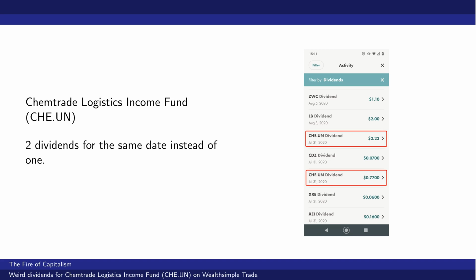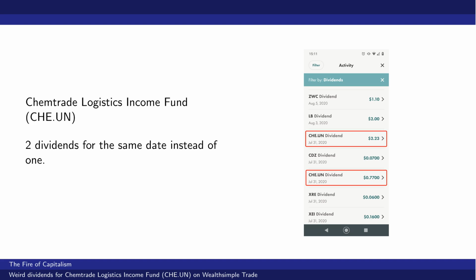The ticker is CHE.UN. And the dividends that I received, they are listed for the same date, July 31 and July 31, but later I will show you the email. So actually one of them I received on August 3 and another one I received on August 11, so it's like 11 days later than the supposed payment date for this dividend.